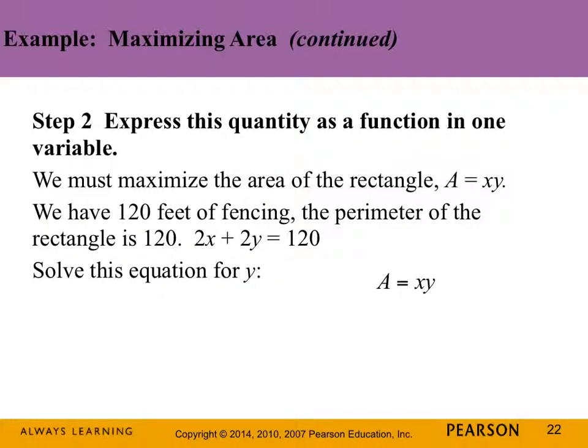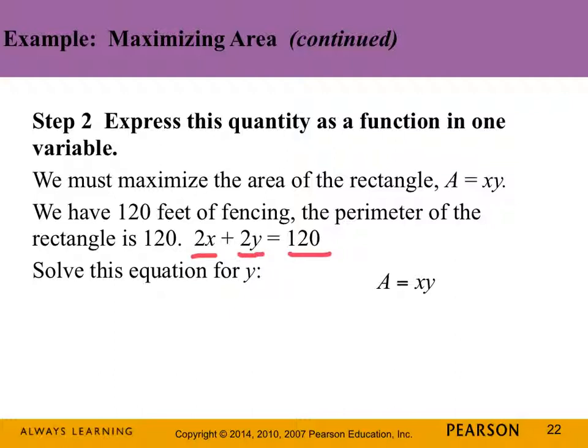Step 2, express the quantity as a function in just one variable. We're going to maximize the area of a rectangle, and to find the area of a rectangle, it's one side times the other, so we're going to use the formula A equals x times y. Now we have 120 feet of fencing, so the perimeter of the rectangle is 120. So 2 times x plus 2 times y equals 120. That means 2 lengths plus 2 widths equals 120.